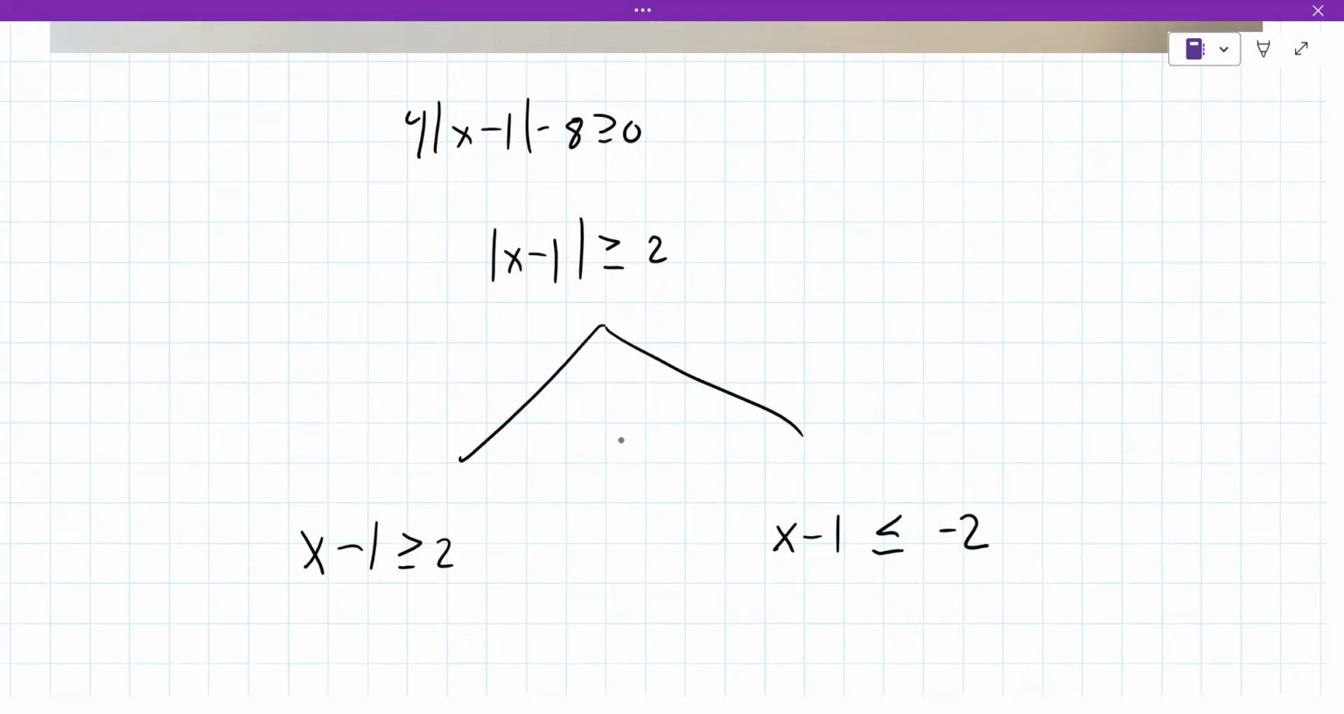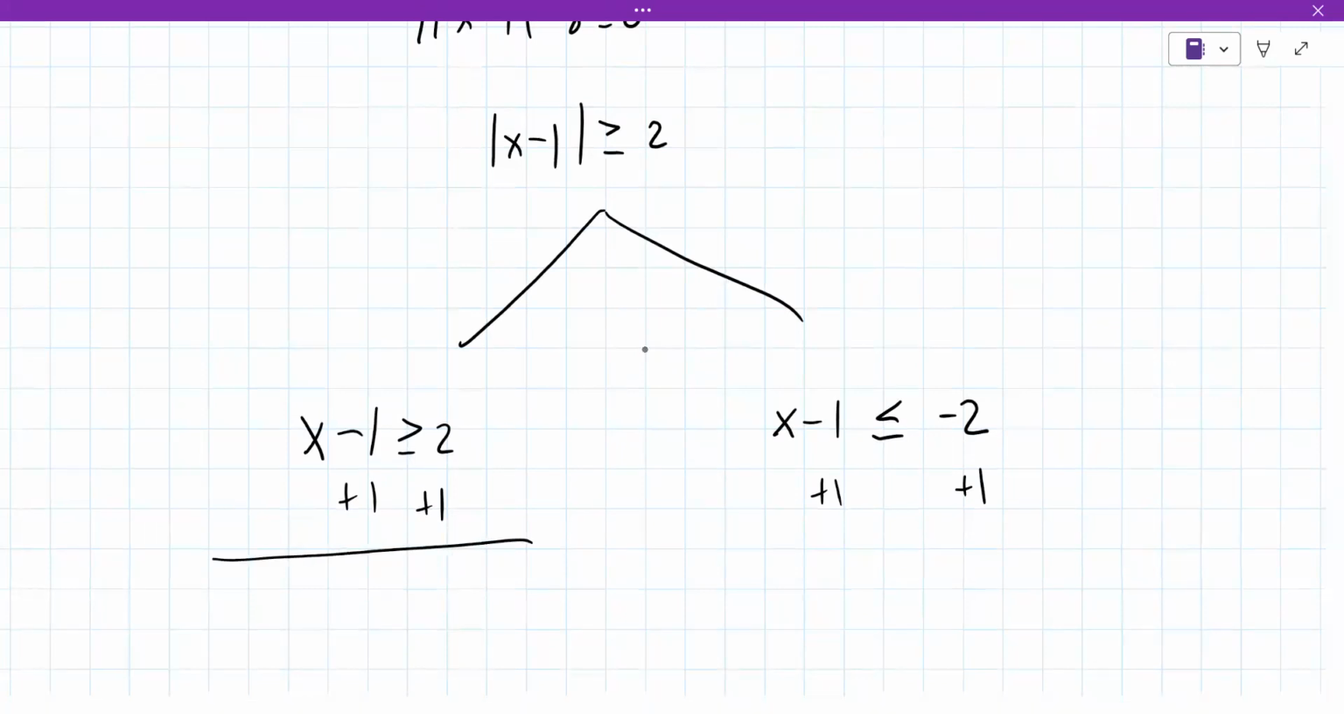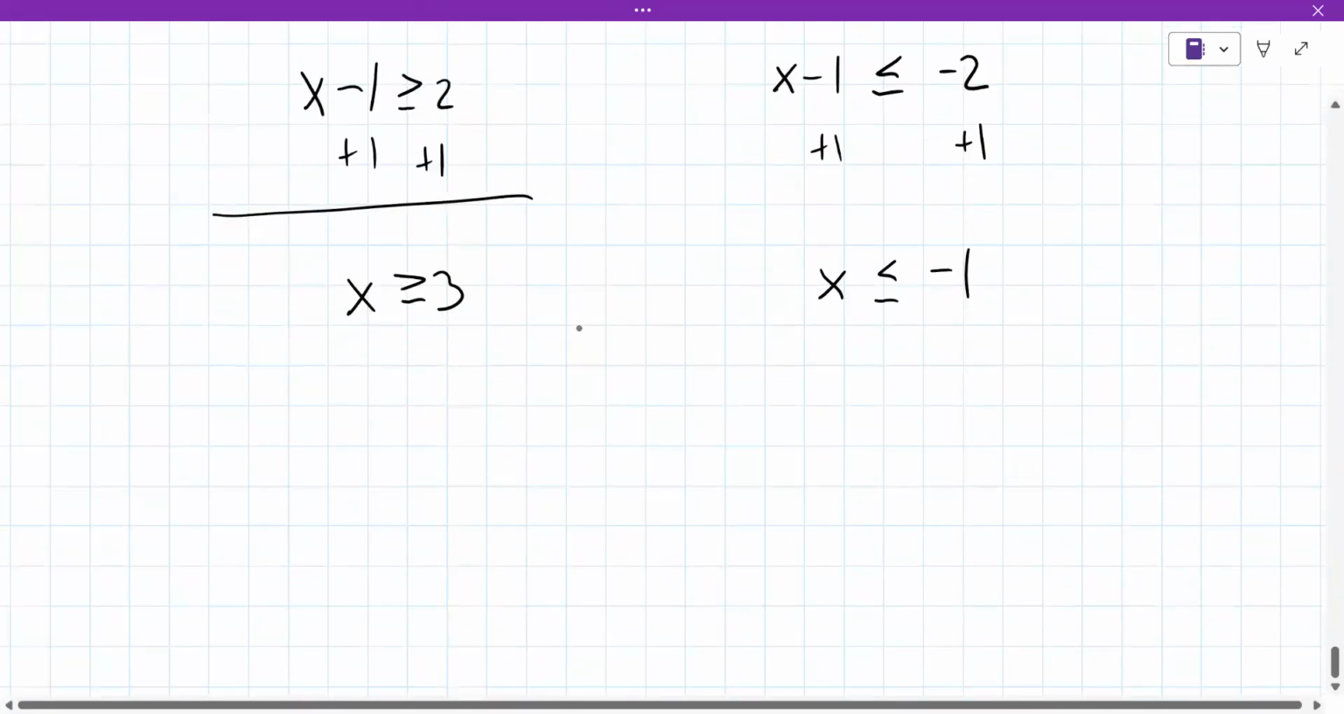And then from here, you are solving for x. So you're adding 1 to both sides. So you end up getting x greater than or equal to 3, x less than or equal to -1. Got it. Okay. And it's easier to do this on a number line to graph the solution.